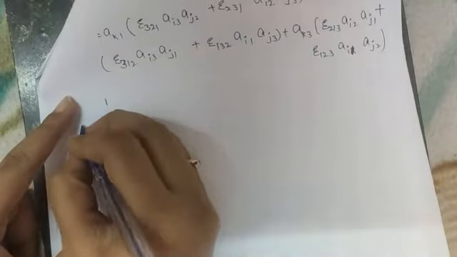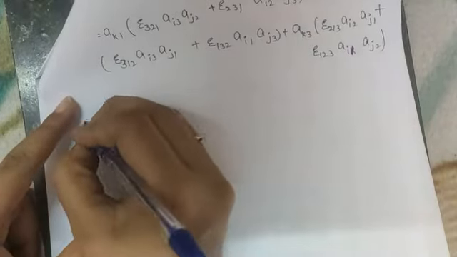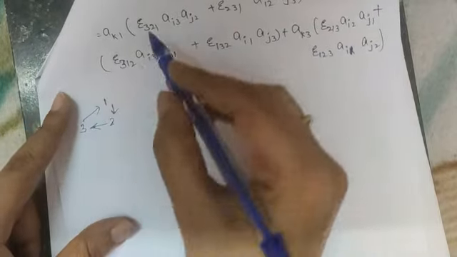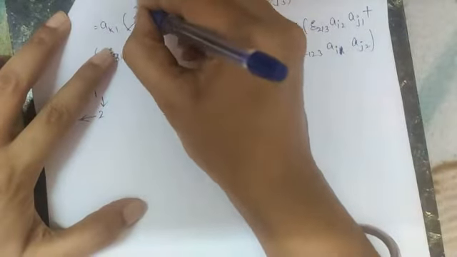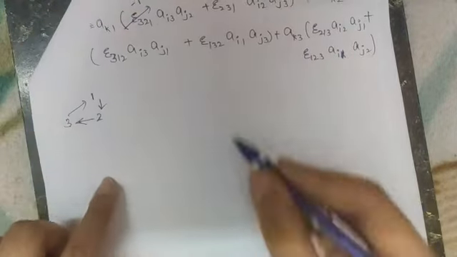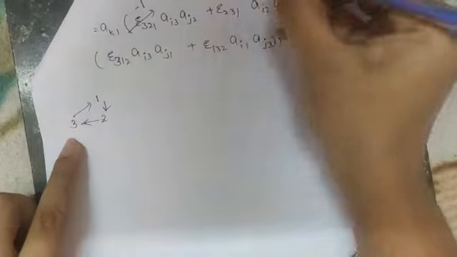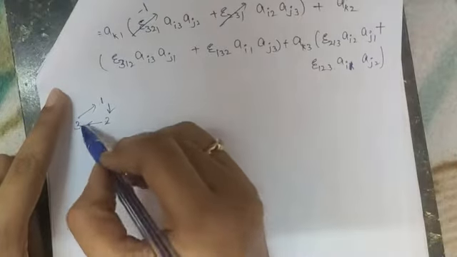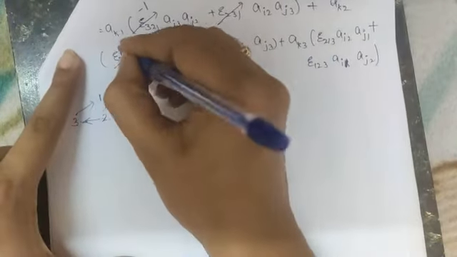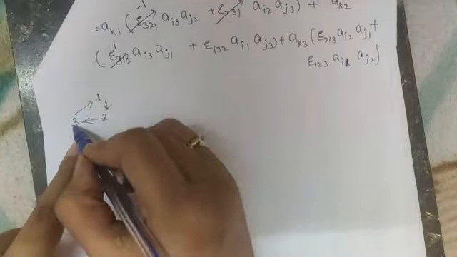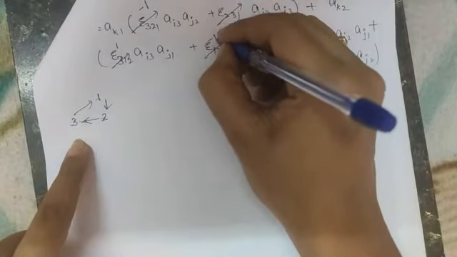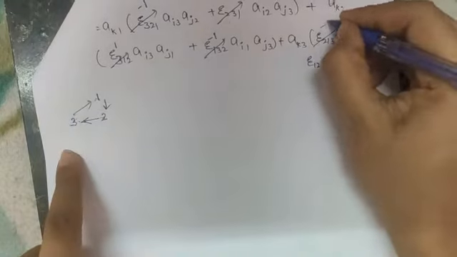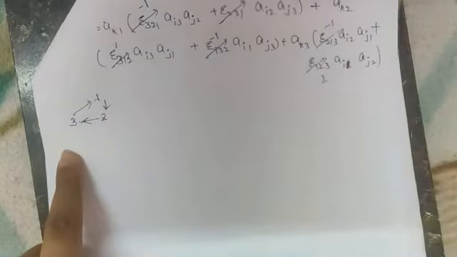So I will consider 1, 2, 3. This is cyclic manner, right? So here 3, 2, 1 is acyclic manner, so this will become -1. 2, 3, 1 is in cyclic manner, so this is +1. Similarly 3, 1, 2 cyclic manner, this is 1. 1, 3, 2 acyclic manner, this is -1. 2, 1, 3 acyclic, this is -1. This is cyclic, so +1.